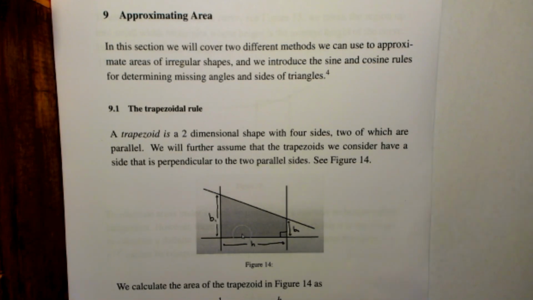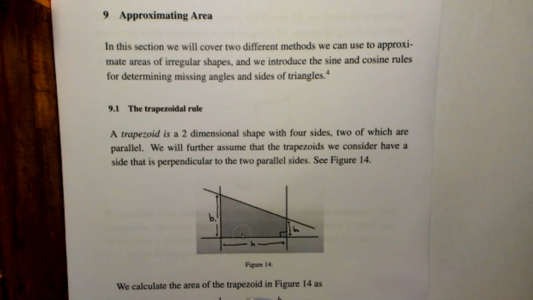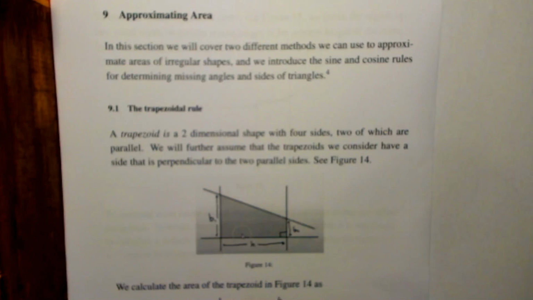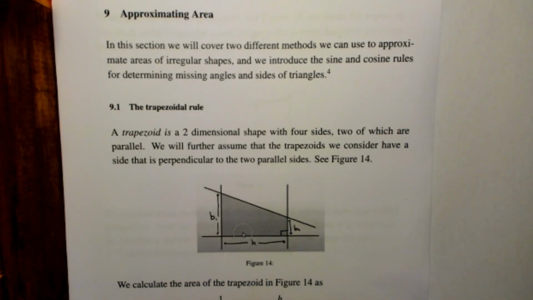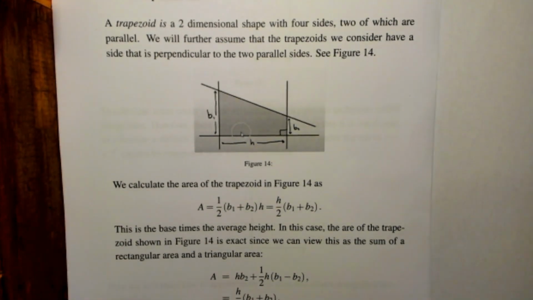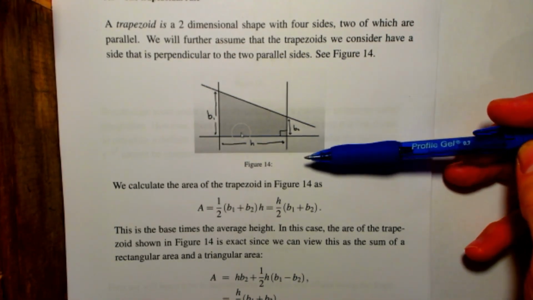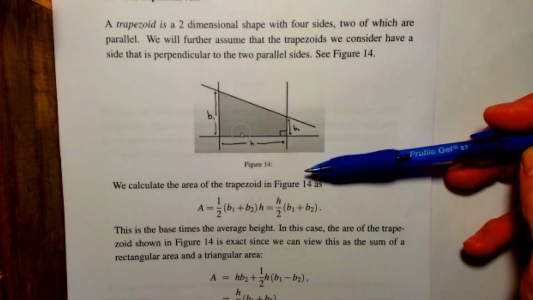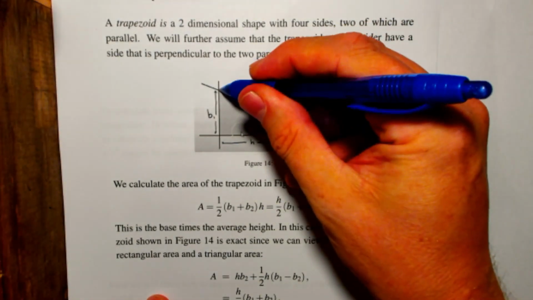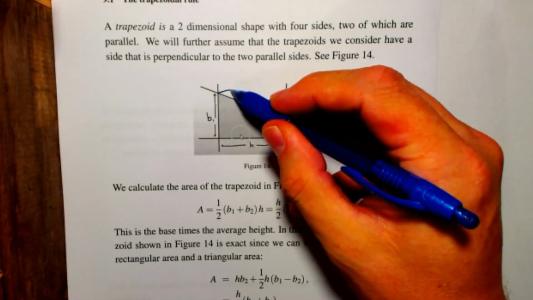Okay, so what we do now is we approximate the area of this by saying that it's the length of the base times the average height. However, this is exact in this figure because that is in fact the area of that trapezoid. But it makes a good approximation when we have, say, a curve between here and here, of the area under that curve.